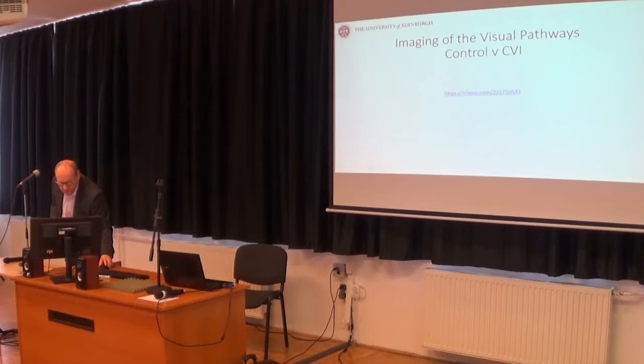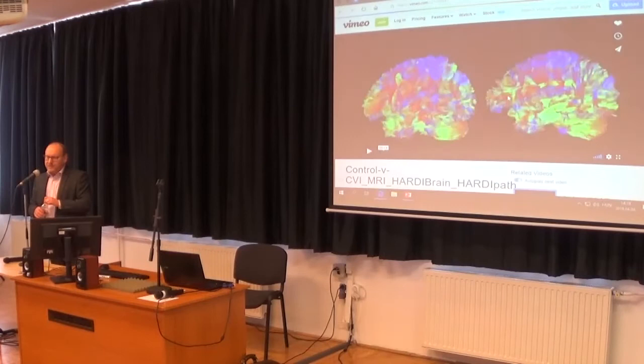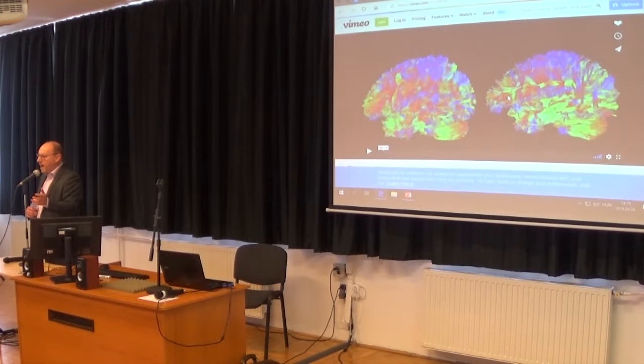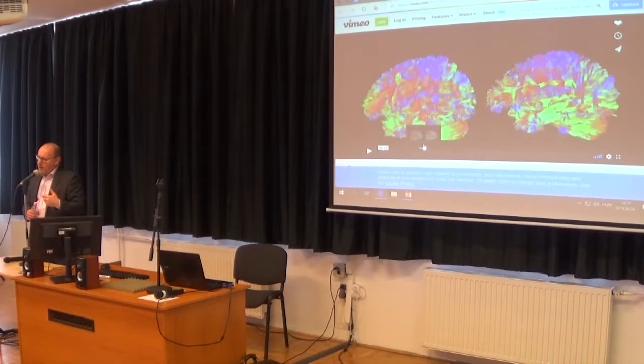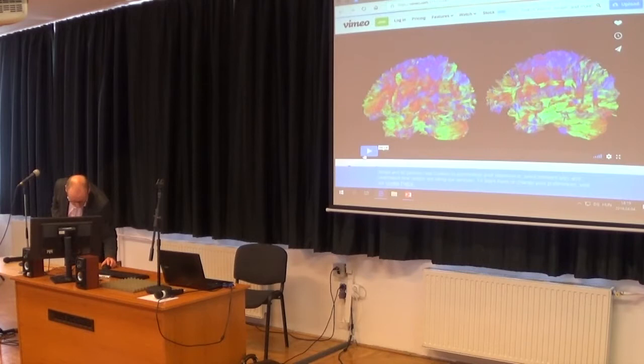So what I'm going to show now is just another illustration of exactly the differences between a person with no CVI and a person with CVI in their brain imaging. So again, this is from Harvard. I can't afford these imaging tools in my life. These are computer images from scans, looking at the visual pathways, and there's one on the left, which is the normal sighted person, and one on the right is a person with CVI. I shall run it, and then I'll explain it.